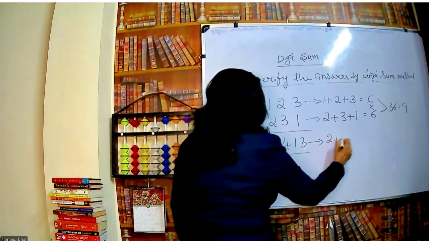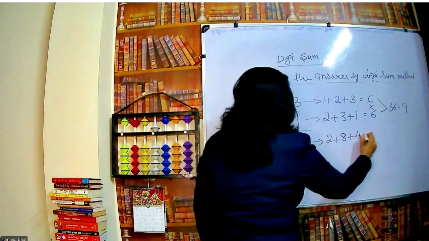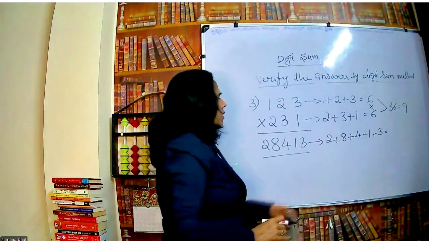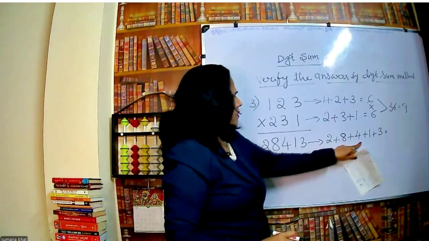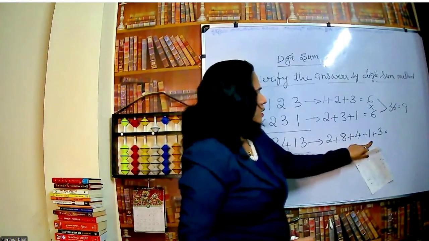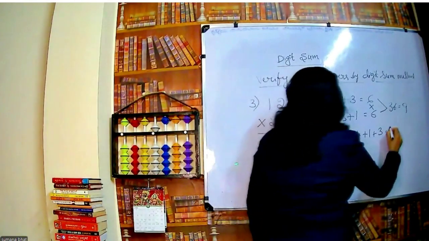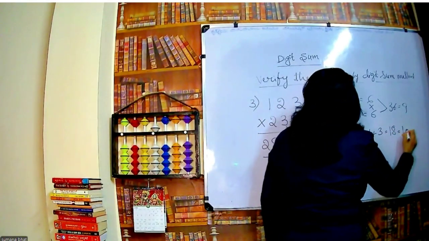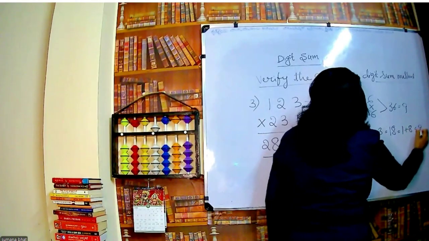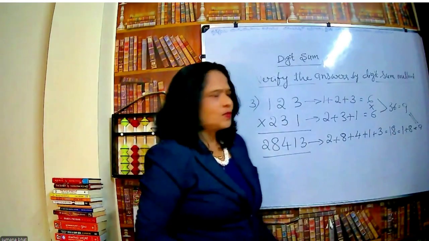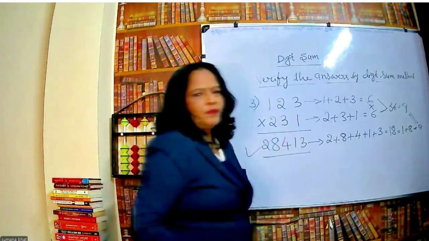So 2 plus 8 plus 4 plus 1 plus 3. Okay. So 2 plus 8 is 10. 10 plus 4, 14. 14 plus 1, 15. 15 plus 3, 18. 18 is 1 plus 8, that is equal to 9. So we got the same number. So the given answer is correct.